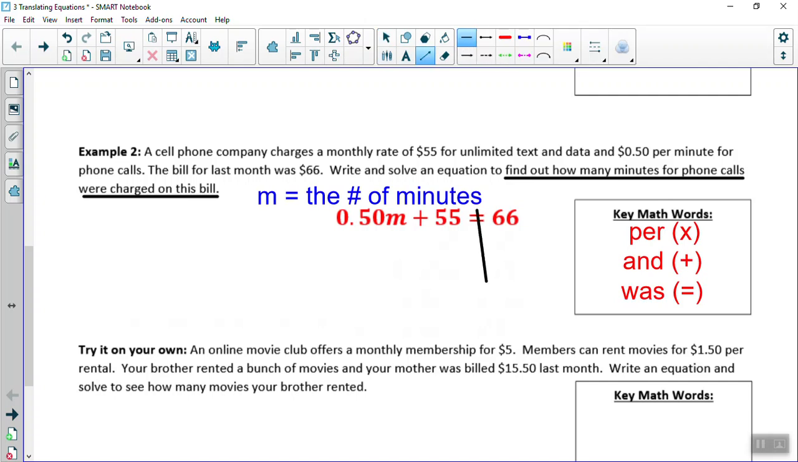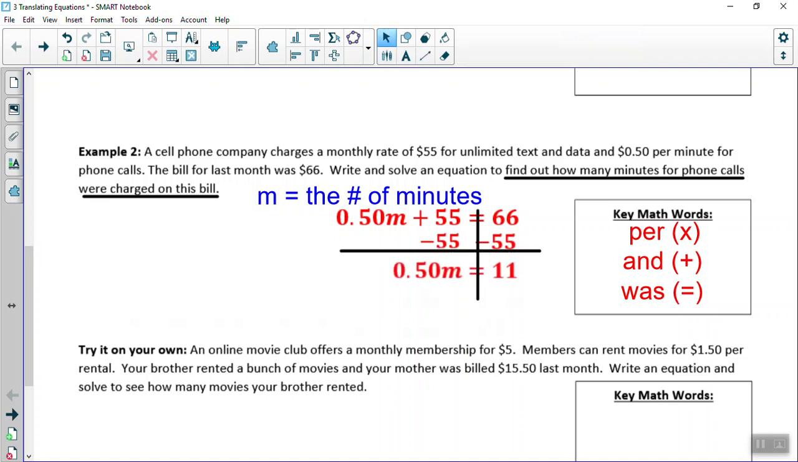I didn't do this on the one up above, but I do like drawing my line through my equal sign. All right, so now to solve, we need to isolate that variable term. So I'm going to subtract 55 from both sides. And then once I do that, I am left with 0.50 m equals 11. Now, to isolate m, I'm going to divide by 0.50 on both sides, and we end up with m equals 22.